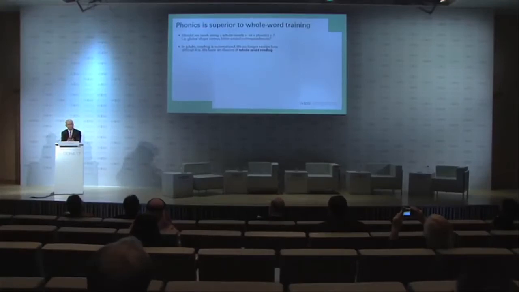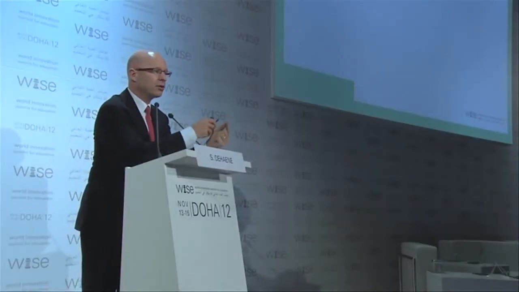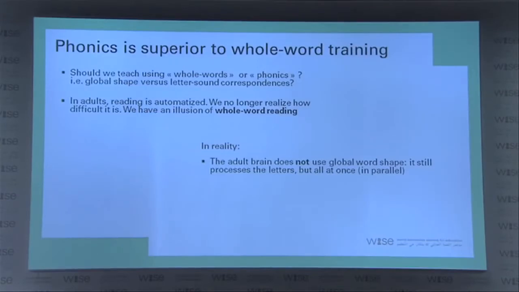But in fact, if we look at the brain, it still processes every single letter and does not look at the whole shape. So whole word reading is a myth, basically. What we have is letter processing, but letter processing in parallel across all of the letters of the word. The brain does not use the global word shape.